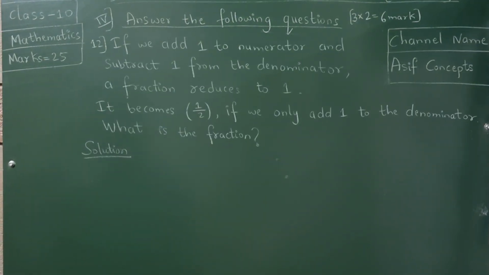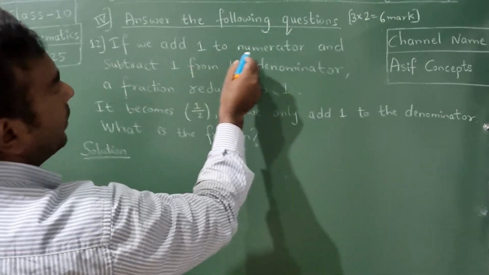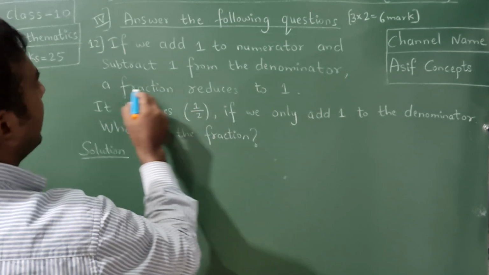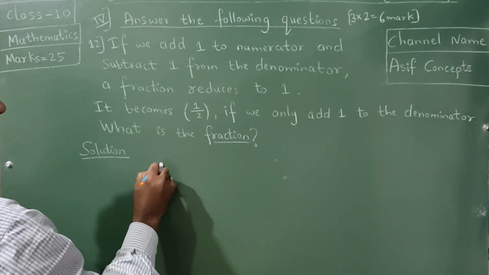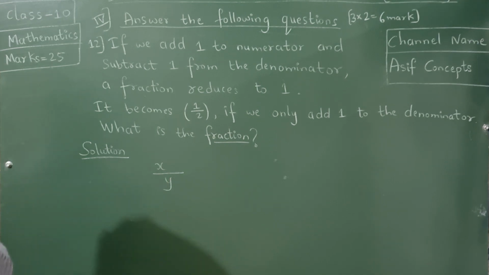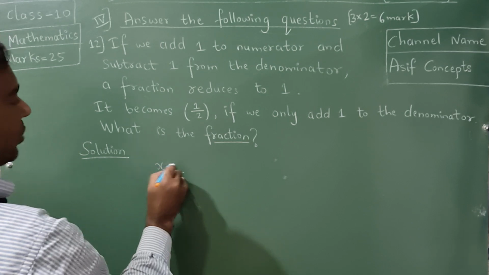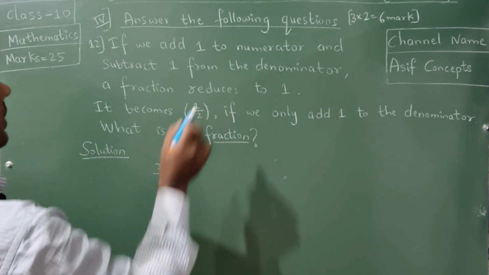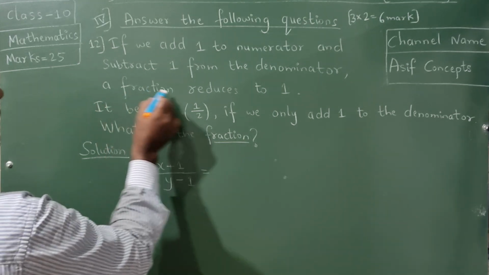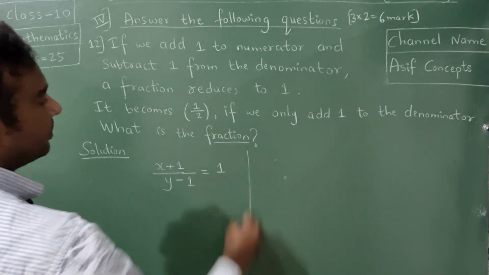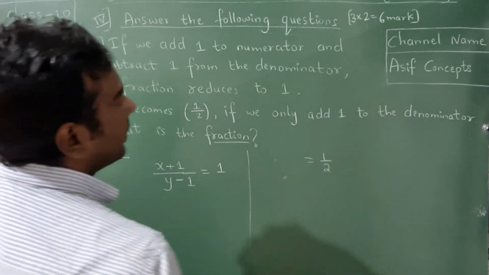Now this is 3-mark question. So 12th question is, if we add 1 to the numerator and subtract 1 from the denominator, a fraction reduces to 1. Now let us consider fraction as x by y. Again, in the first line, it is if we add 1 to the numerator. So I'm going to add 1 to the numerator and subtract 1 from the denominator. A fraction reduces to 1. So I have written 1 here. Next, it becomes half. Okay, I'm going to write half here.